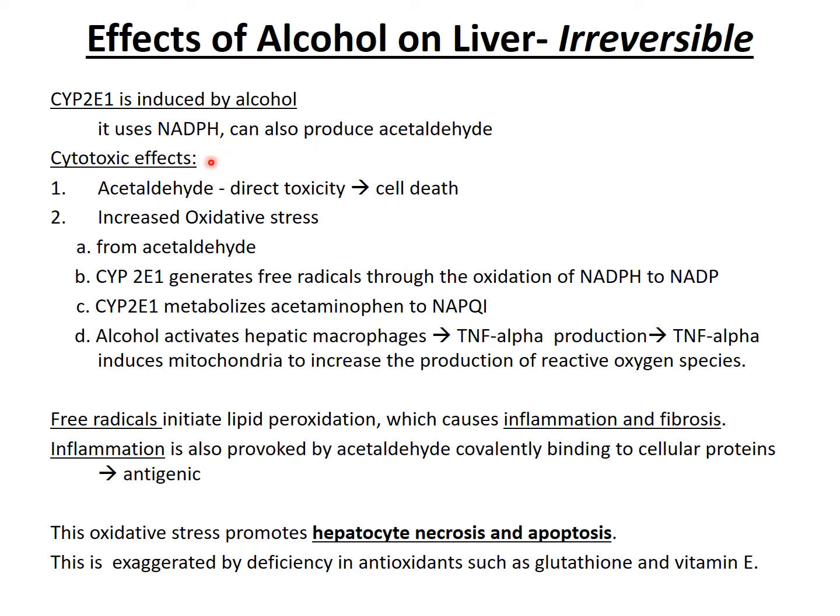So what is the cytotoxic effect of the system? Alcohol and the CYP are also contributing. Acetaldehyde is a direct toxin that can lead to cell death, liver cell death in situ, there where acetaldehyde is produced. It's a bigger problem when acetaldehyde is going back to the general circulation and affects especially the central nervous system and leads to cell death. But there will also be increased oxidative stress from the acetaldehyde action itself, and from CYP2E1, which can also generate free radicals. CYP2E1 also metabolizes acetaminophen to NAPQI, which is a cytotoxic effect as well.